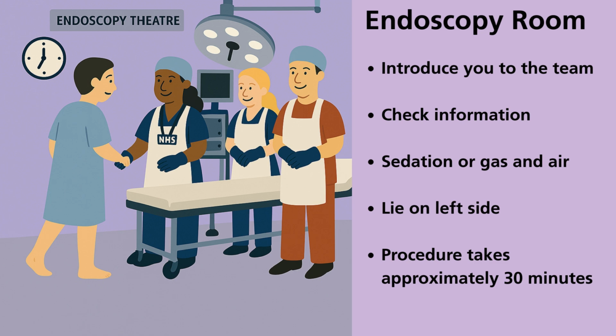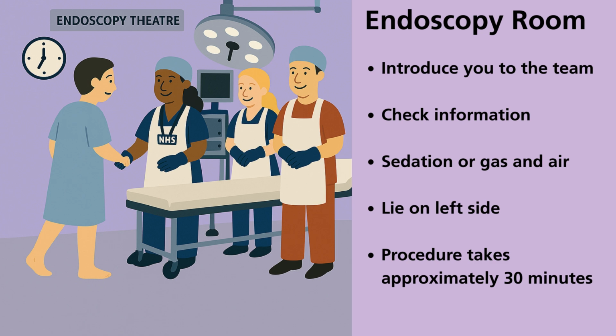Once the safety check is complete, you will be asked to lie on the trolley on your left-hand side with your knees towards your chest. If you are having gas and air, you will be shown how to use it before the procedure starts. If you are having sedation, you will have an oxygen mask placed over your face, and then the endoscopist will administer the sedation. The sedation is conscious sedation. It won't make you fall asleep, but will help you relax.